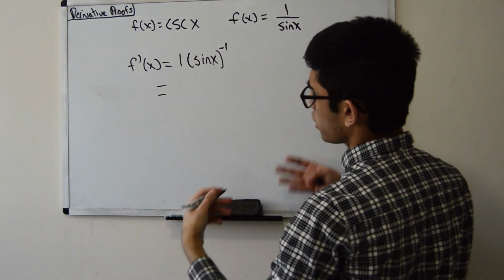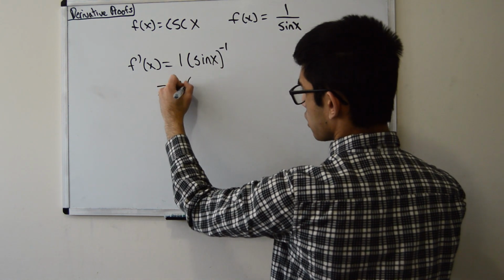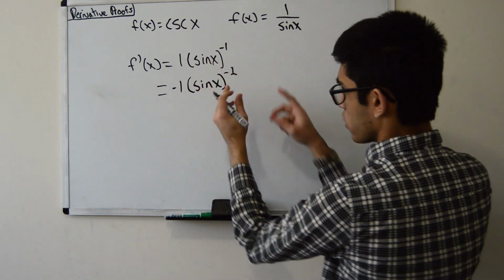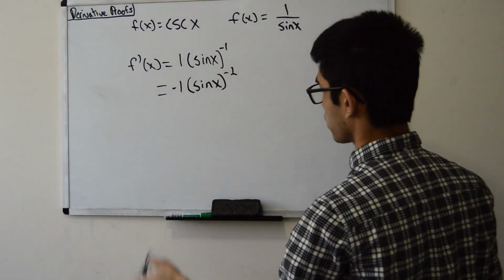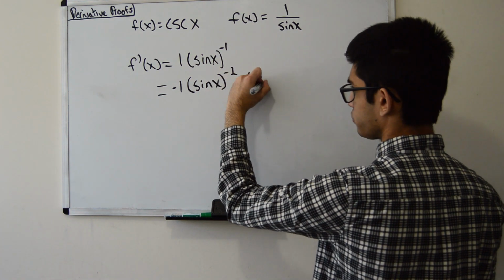Now all I do is apply the chain rule. So I'm going to bring the -1 down front. So -1 here, sine of x here, and this becomes -2. Lower the power by 1. Sorry, I was talking about integration. And take the derivative of the inside, which is cosine.